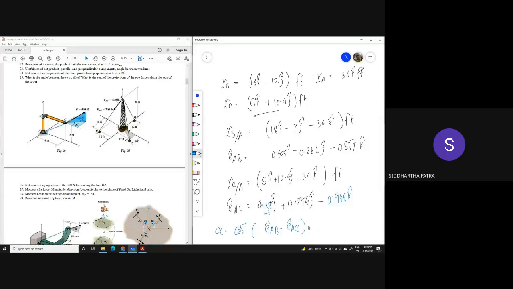And how much is the angle then? 44.11. Okay. The projections are coming 600 Newton and 660.20. Okay. So basically you are comparing the K components, right? Yes, sir.